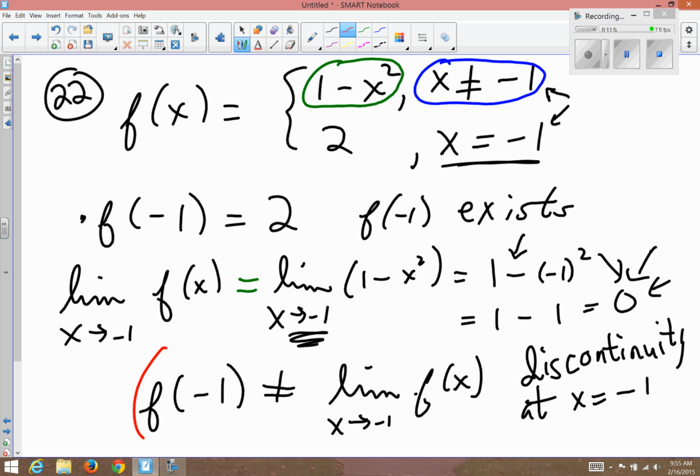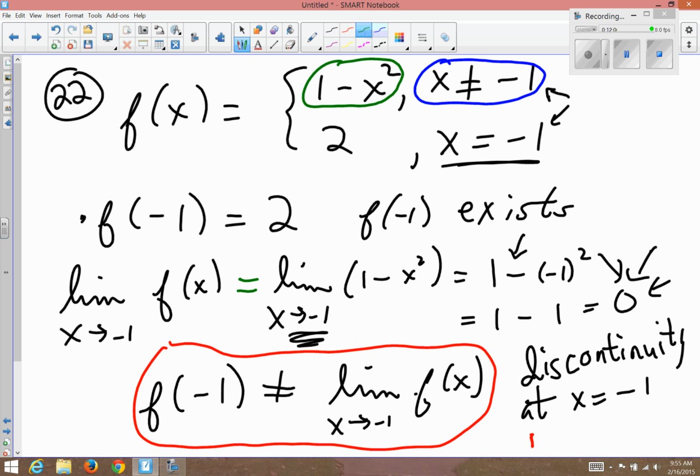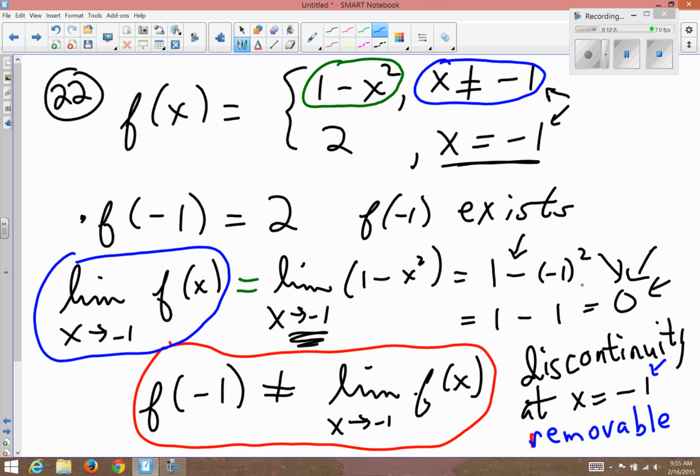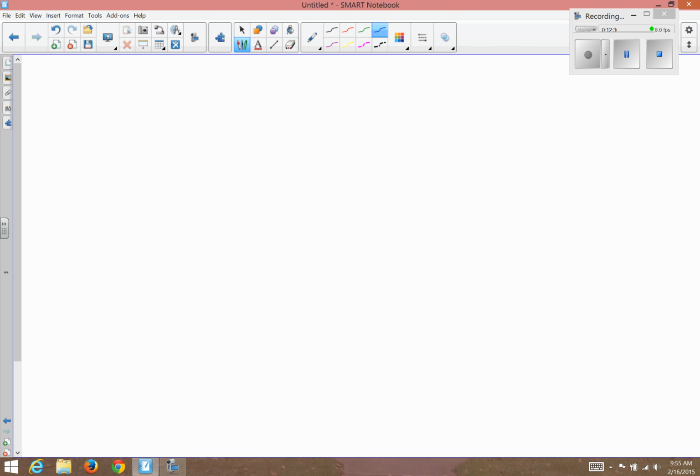Here in the red is the reason for the discontinuity, and we're going to call it a removable discontinuity. I'm going to say that discontinuity is removable. We call a discontinuity removable when the limit as x approaches this number exists. And it does exist because it's 0. So the discontinuity at x equals negative 1 is removable. Number 24.